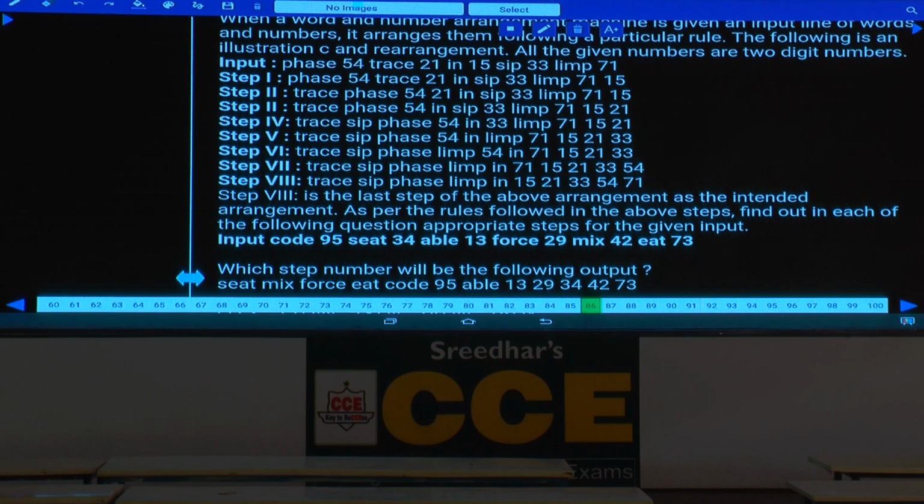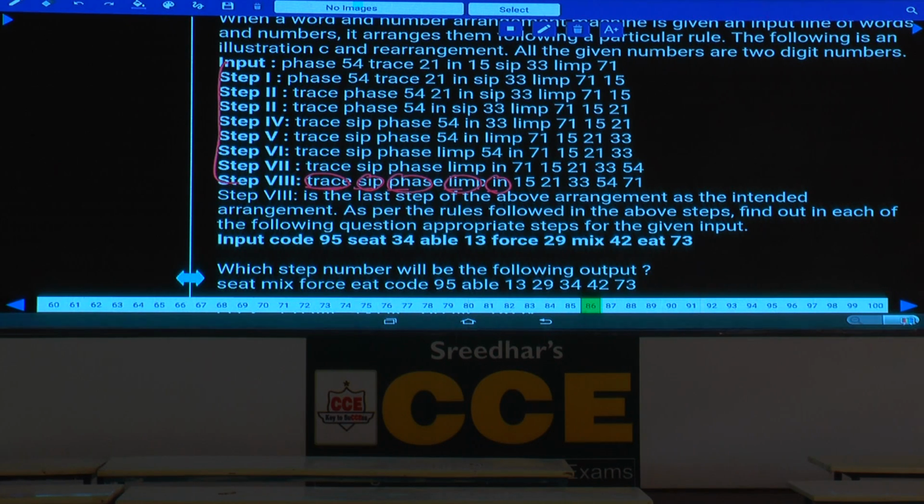Then coming to this one, what is the logic here? In order to find out the logic, you should always compare the input with the final output. What is the final output here? Step 8 is the final output. Now if you compare the input with the final output, what is the logic? Trace, sip, phase, limp and in. What is the pattern followed here? All these words are arranged in descending order. Among these 5 words, trace comes first from the reverse order, followed by sip, then phase, limp and end.